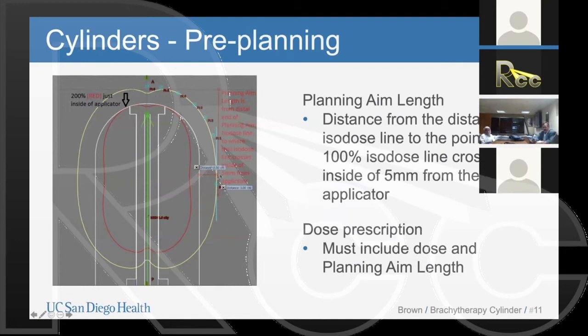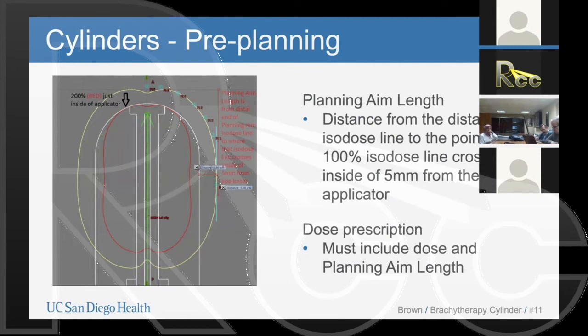And that you can see with this distance measurement right in the central part of the image. And the following terminology we're going to use, we're going to call this the planning aim length. So the planning aim length is from the very distal end of the 100% isodose line running to the point where the 100% isodose line crosses inside of the 5 millimeters distance away from the surface of the applicator. That's shown by this red measurement on the very right side of the image. So in this case, we would have a planning aim length of 3 centimeters.